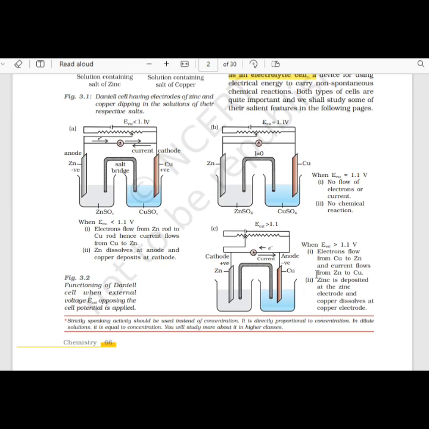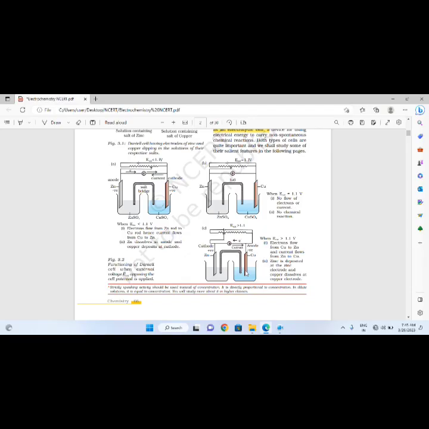And if we increase the external potential difference, then the opposite reaction occurs. That means the electron flows from copper to zinc and current flows from zinc to copper, and zinc is deposited at the zinc electrode and copper dissolves at the copper electrode. The zinc rod becomes thicker, and the size of the copper rod gets reduced.